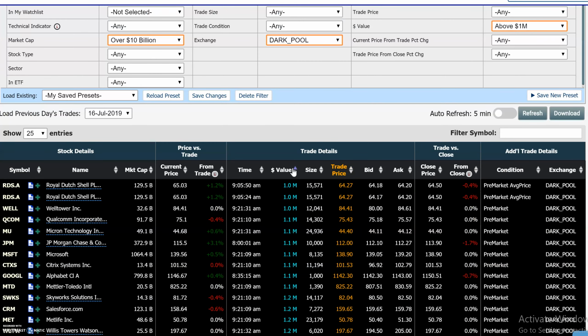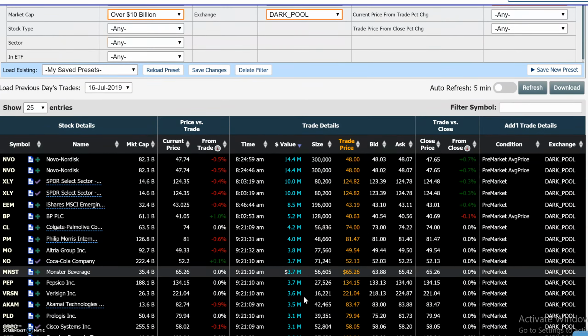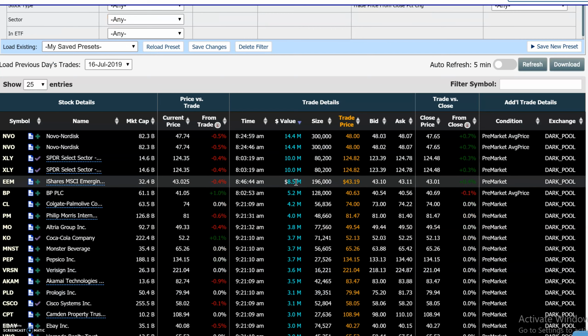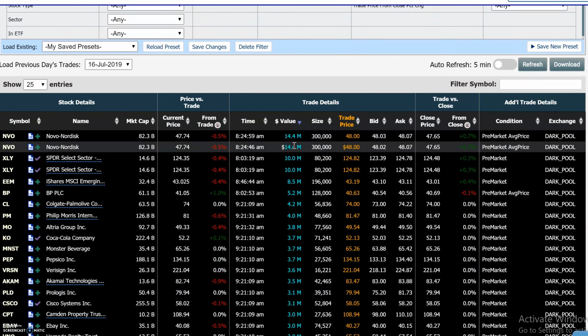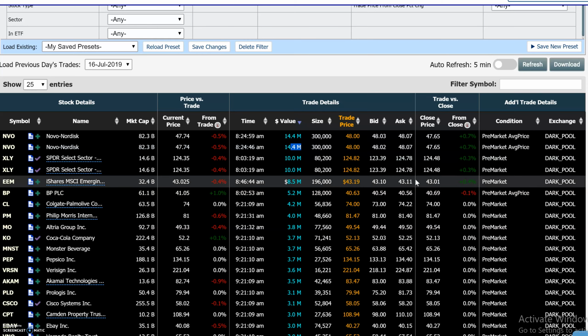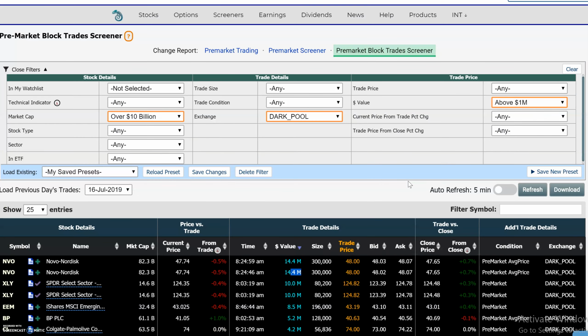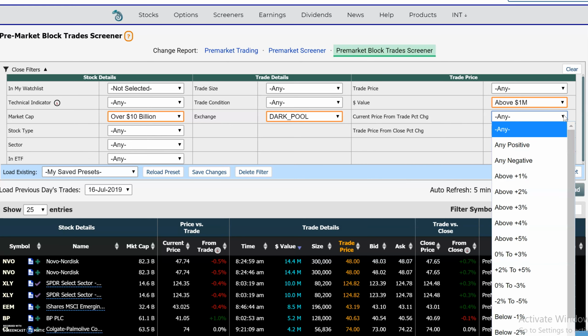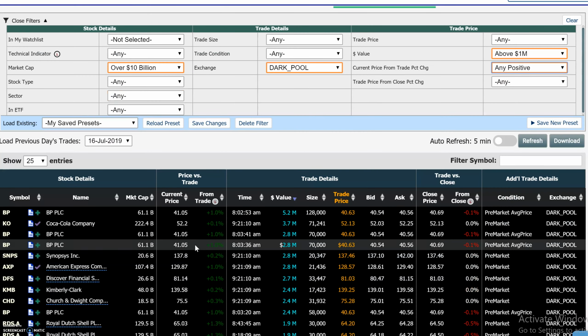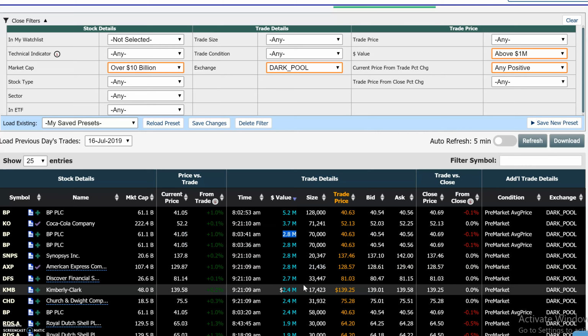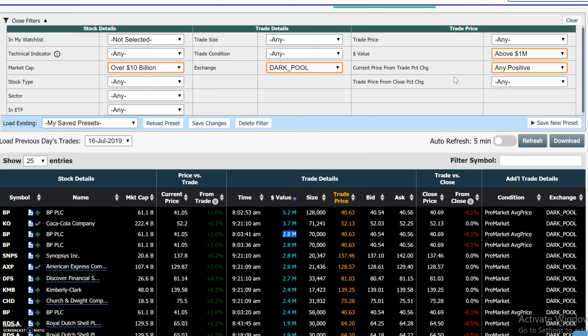And this table over here is sortable. So you could just sort it by the highest trades and see notional trades, to see what happened to the stock after these trades have matched up. Another thing you might want to look at is trades where the stock floated higher afterwards. So you could pick any positive. These are stocks that floated higher after these big trades occurred.